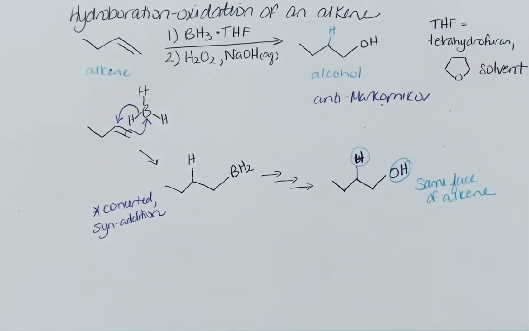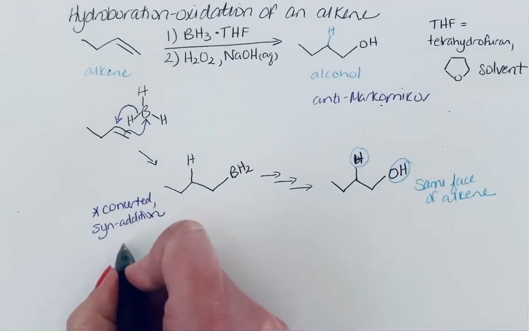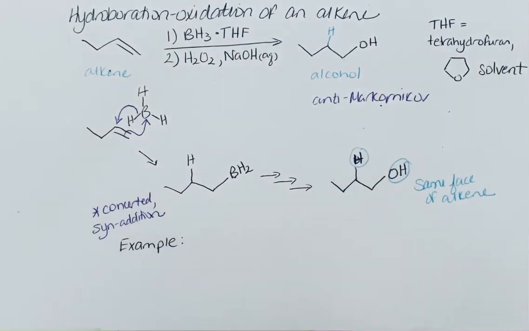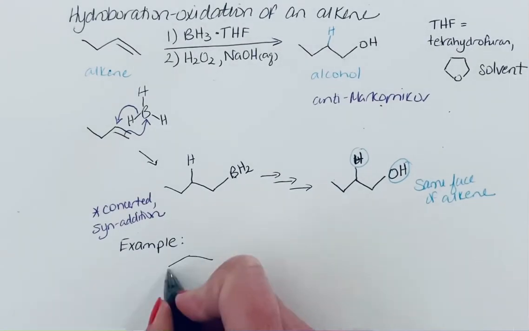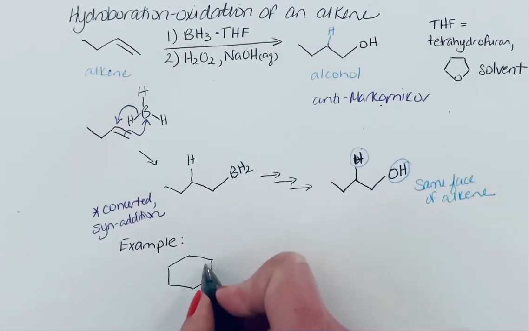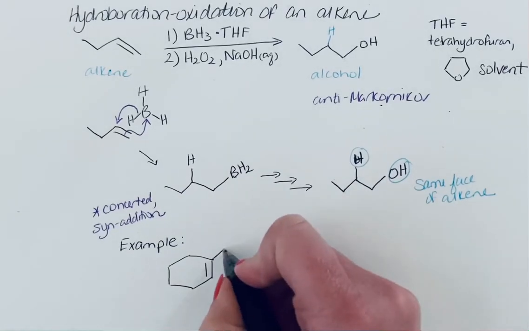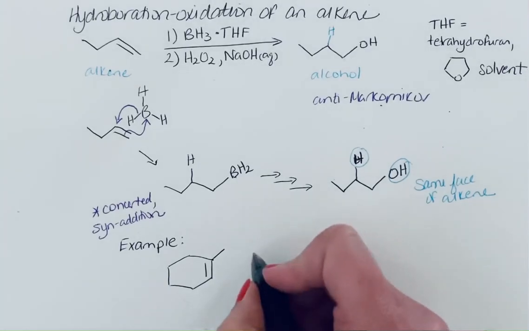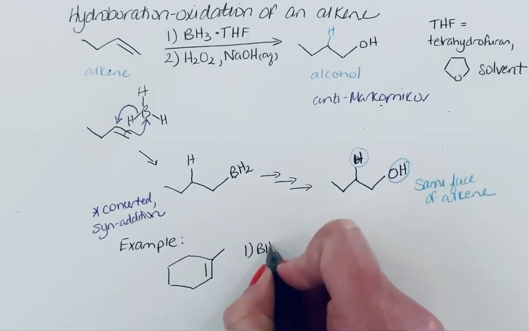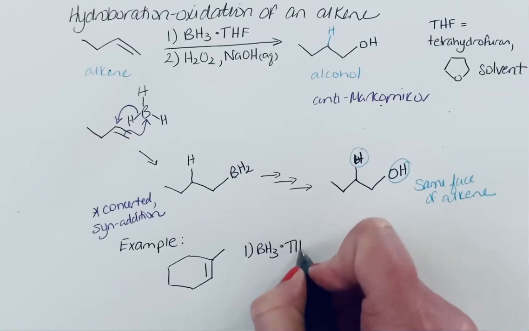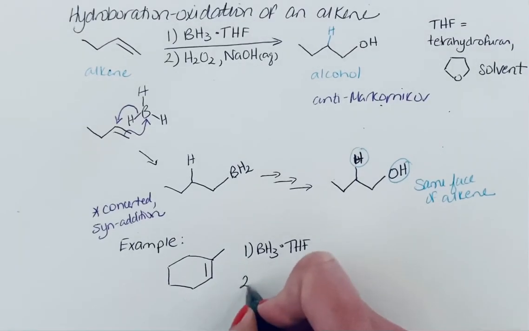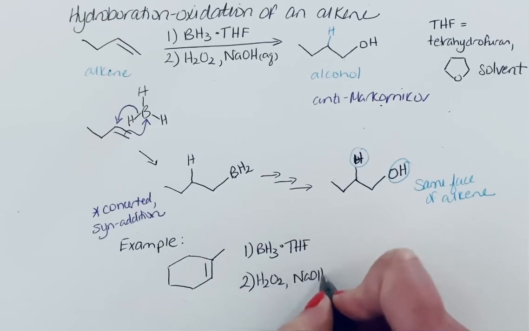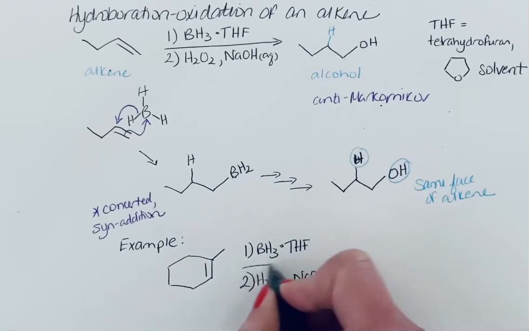Let's look at one more example. I'm going to draw a cyclic alkene where we can see more clearly this syn addition. Okay, so I am going to start with a cyclohexene, and I'll put a methyl group on that cyclohexene so that we can see the regiochemistry. So we have a difference in the substitution. So the first step, borane in tetrahydrofuran solvent. The second step with hydrogen peroxide and aqueous sodium hydroxide is the oxidation step.